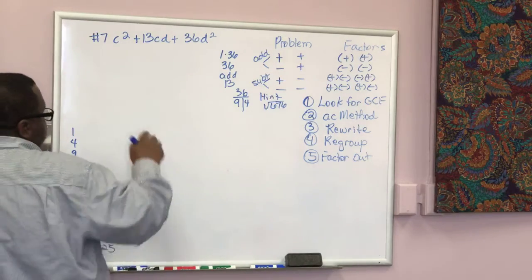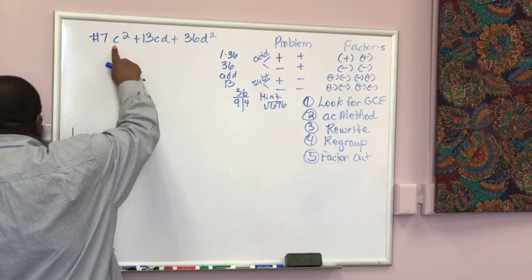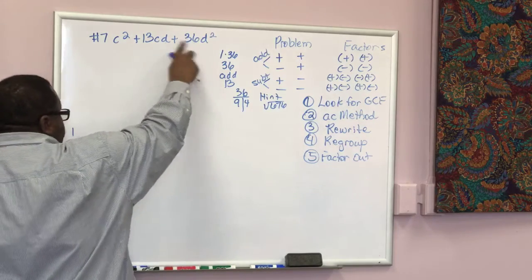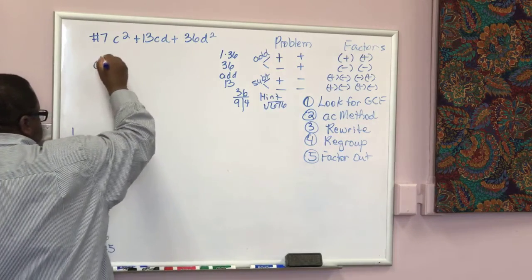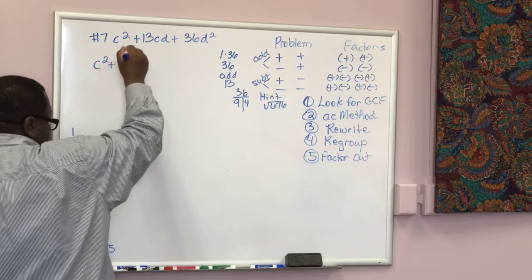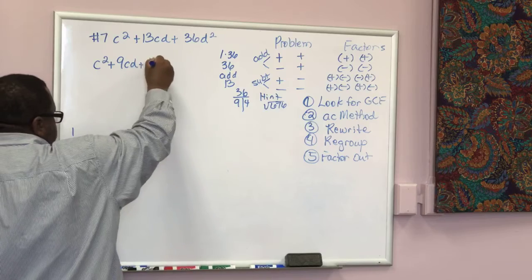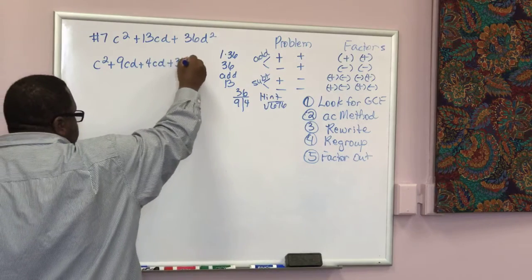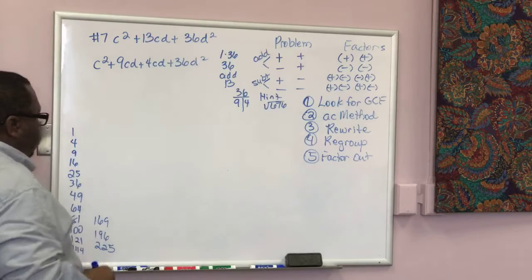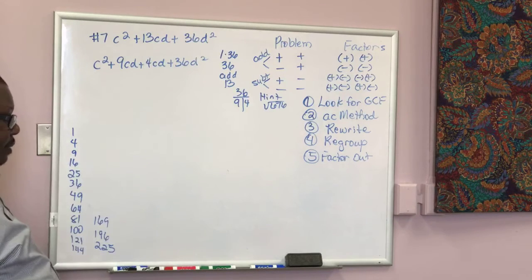Now we're going to rewrite it. We've got a variable right here, and a variable right here. You write your 2 variables in the middle. So C squared plus 9CD, and then plus 4CD, then plus 36D squared. You write it together like this, so you've got 2 variables on the end like that.